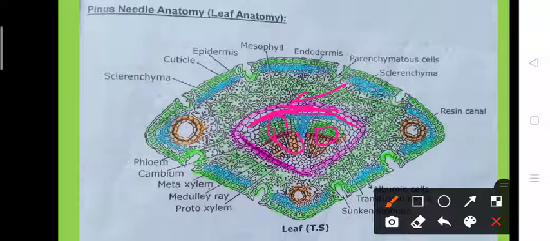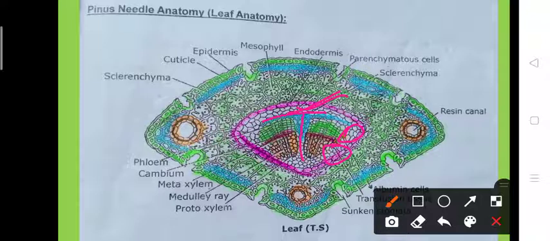The transfusion tissue consists of four different kinds of cells. They are parenchyma cells, albuminous cells, transfusion tracheids, and T-shaped sclerenchyma.